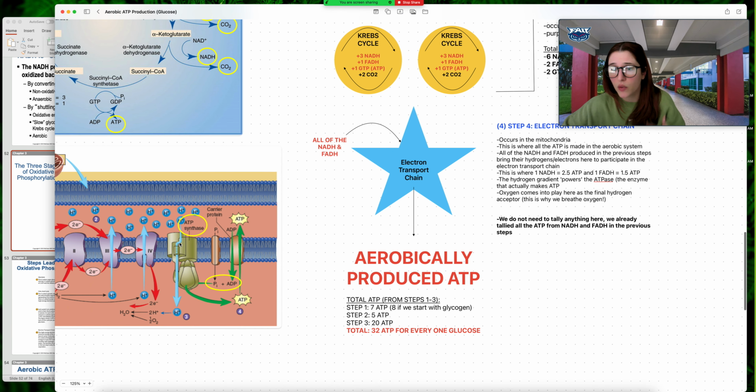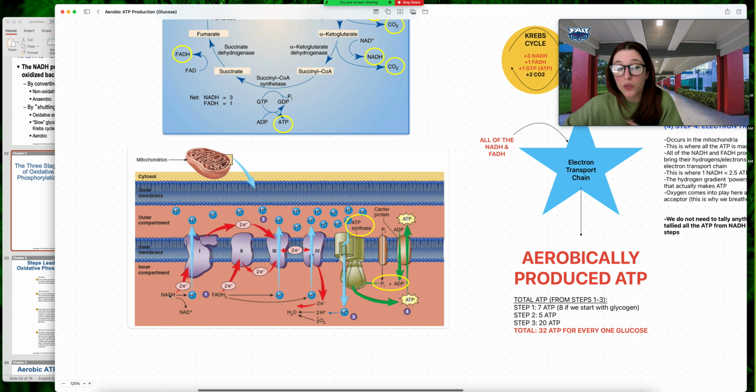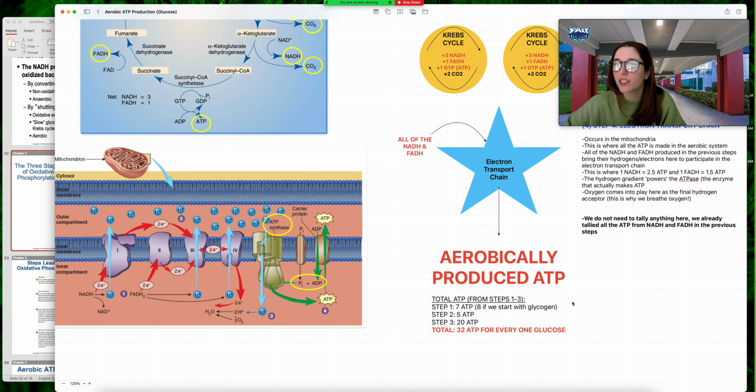So this is, again, where the NADH and the FADH are equal to 2.5 and 1.5 ATPs, right? For every 1 NADH that comes along and drops off its hydrogens and electrons, it ultimately leads to about 2.5 ATPs being produced through this system, okay? So that's why we have to tally up all of the NADH and FADH along the way, okay?